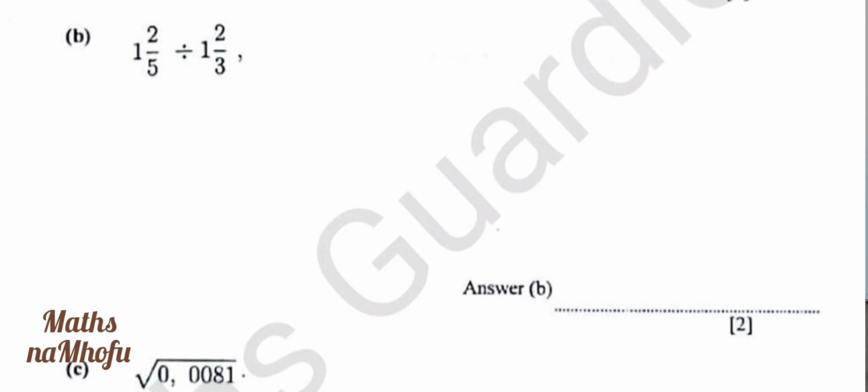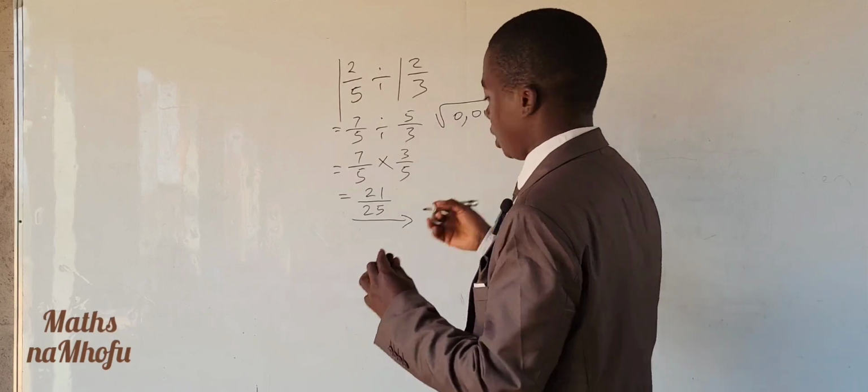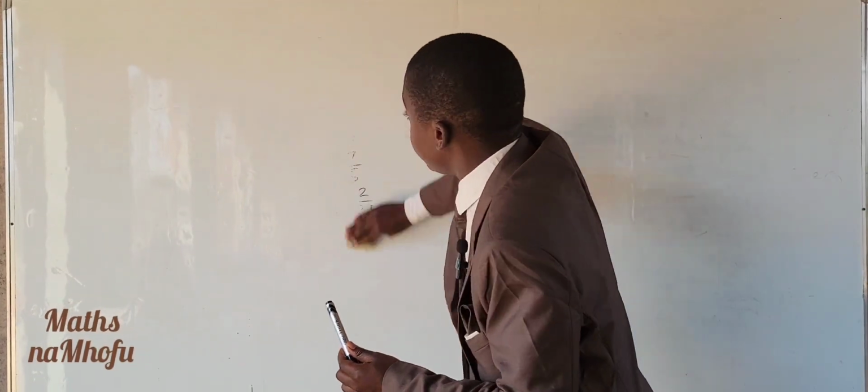So our next equation, I like this one. Find the square root of 0,0081. This is very simple and straightforward.